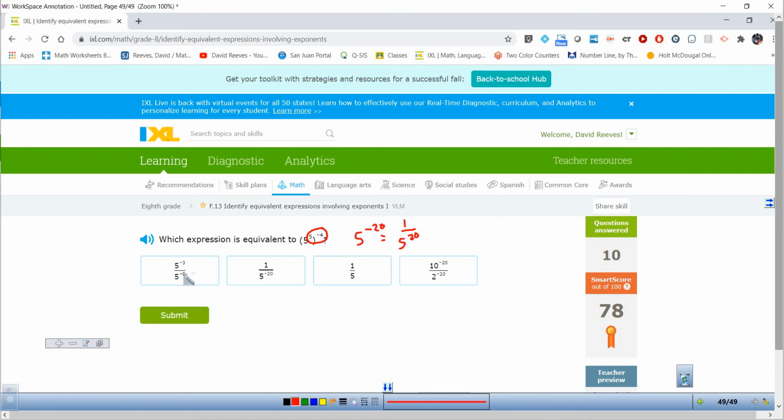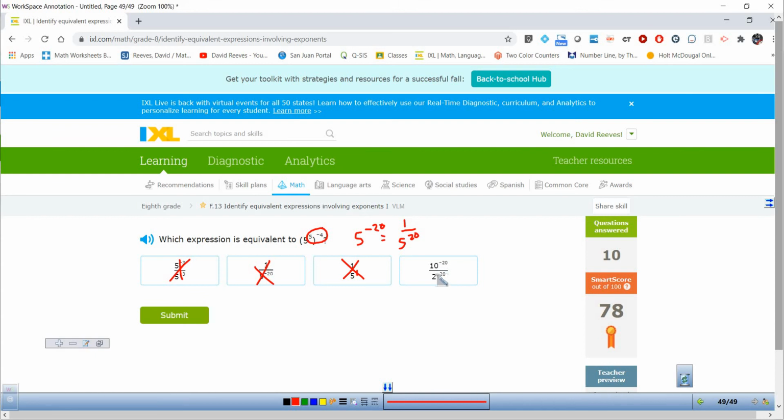So let's just go through here. 5 to the negative 3 divided by 5 to the negative 3, that would be 1. This does not equal 1, so it's not that. We know it's supposed to be 5 to the positive 20. It's not, right? 1 over 5 is 1 over 5 to the 1st, so it can't be that one. So it's got to be this crazy looking one, all right?